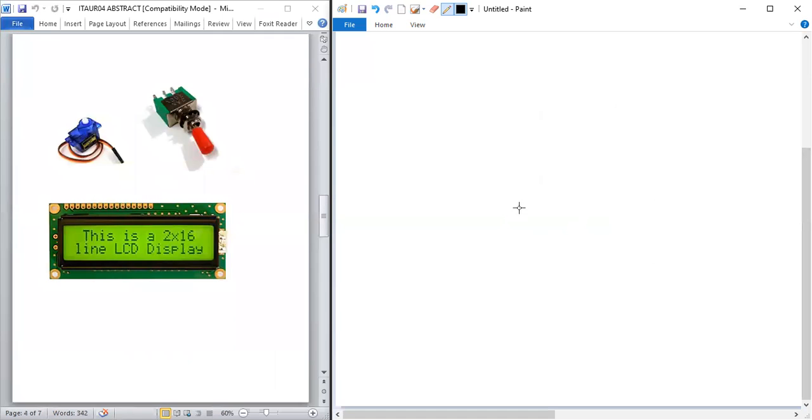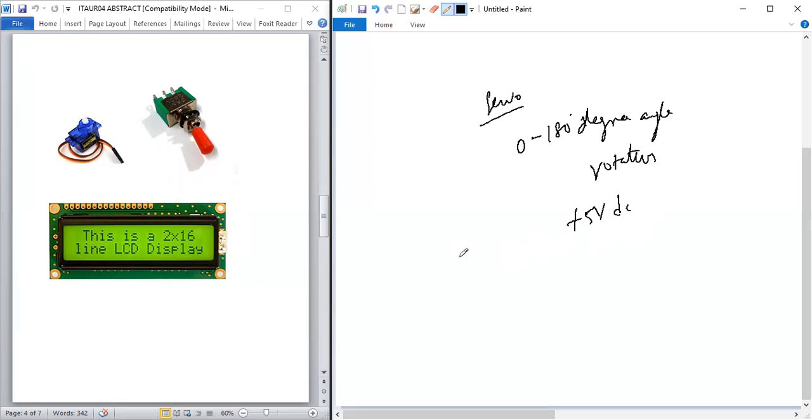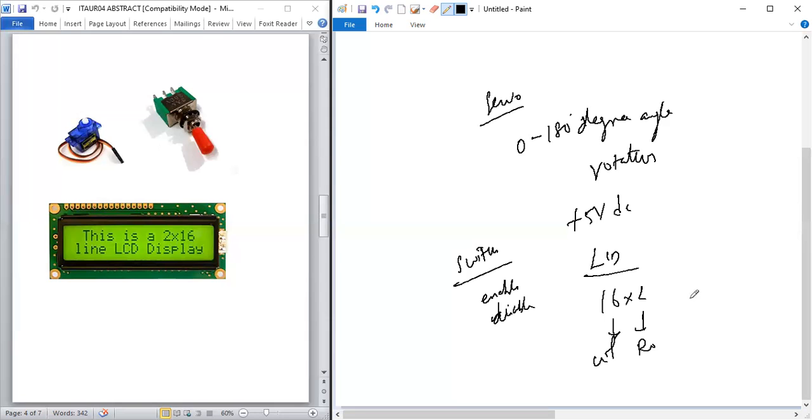And then this is the hardware description. Here the servo motor: its operating range is 0 to 180 degrees of rotation, and its operating voltage is plus 5 volt DC. Then the toggle switch is used to enable or disable. Then the 16 by 2 LCD: we are using 16 columns and 2 rows. Its operating voltage is plus 5 volt DC.